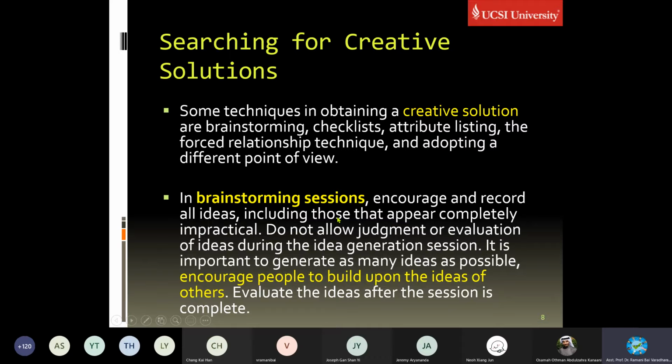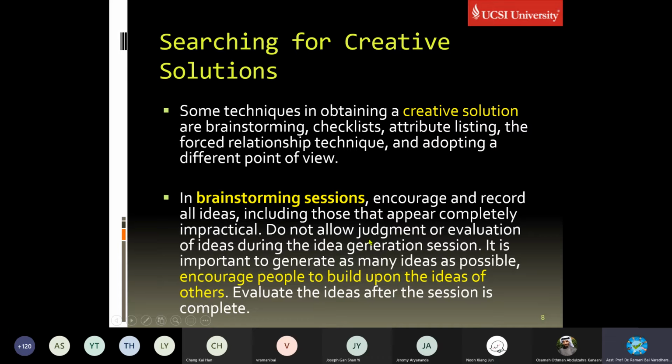Better to record, including those that appear completely impractical. At the moment, when people say things that are sometimes unreasonable, unreliable, or unacceptable, just record it. Later, you can filter out. Don't give opinion, answer, or evaluation at the moment itself when you are gathering information from people, a forum, or through brainstorming. Do not allow judgment or evaluation of ideas during the idea generation session.